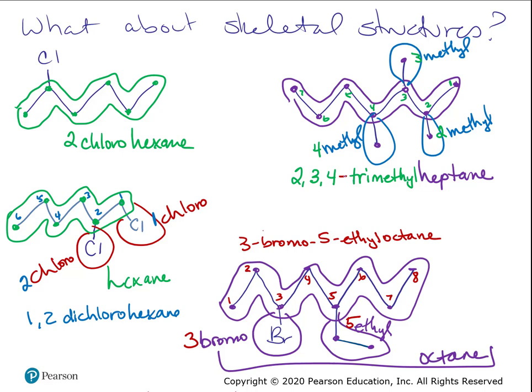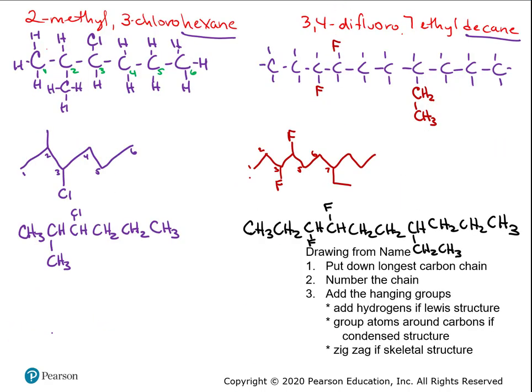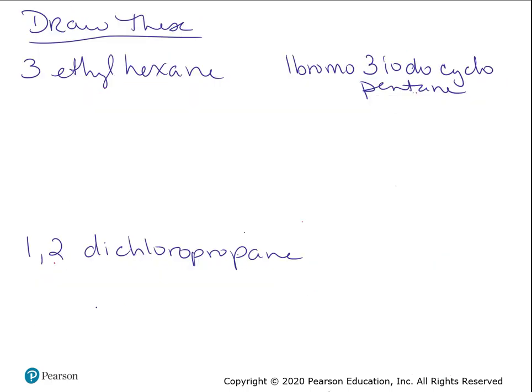Okay. All right, so we did a bunch of these ones, and then we did some drawing from the name, which I think is easier because you can put it all in a nice straight line. You don't have to try and figure out which is the longest carbon chain. You know it. So in this one, if you're going to do 3-ethylhexane, you draw this one. 3-ethylhexane. How do you start this off?